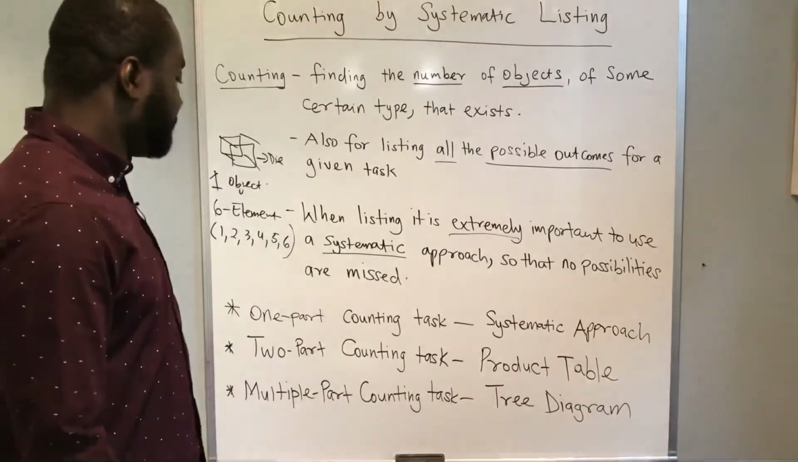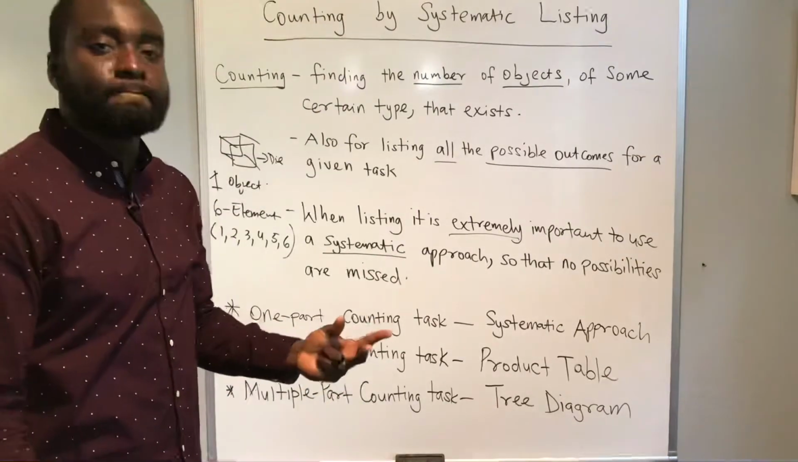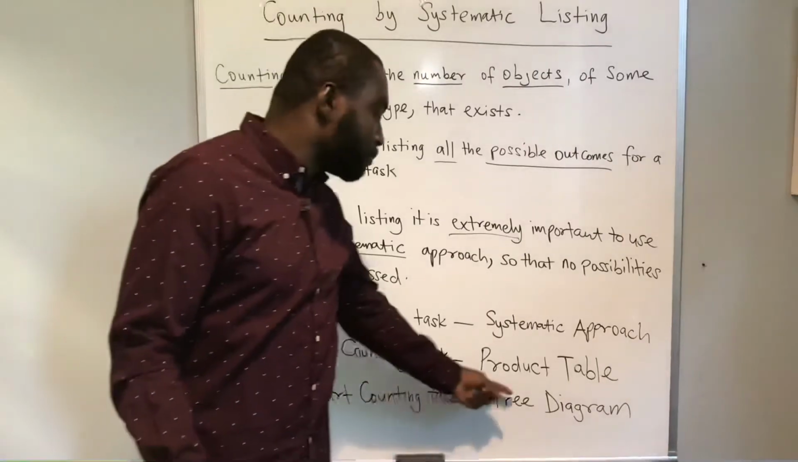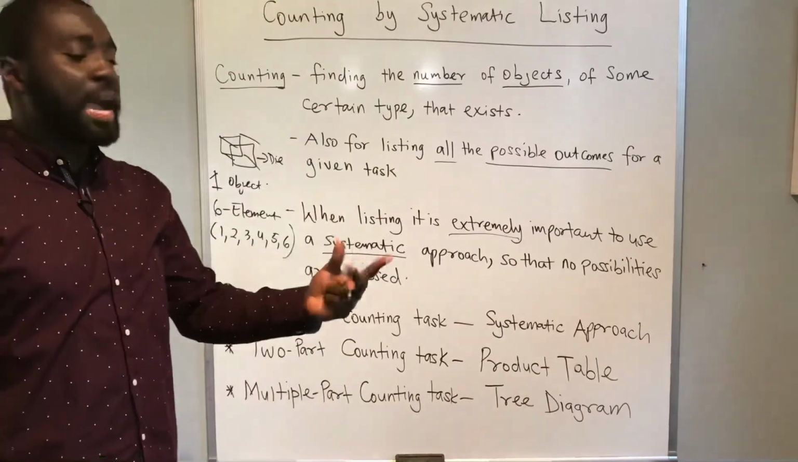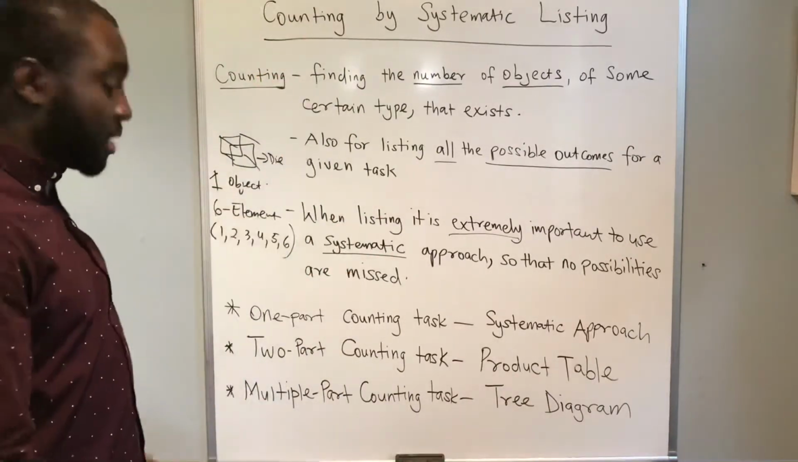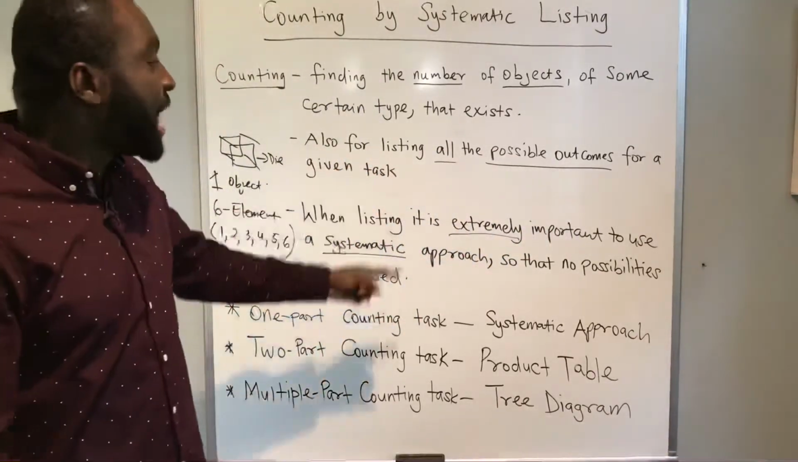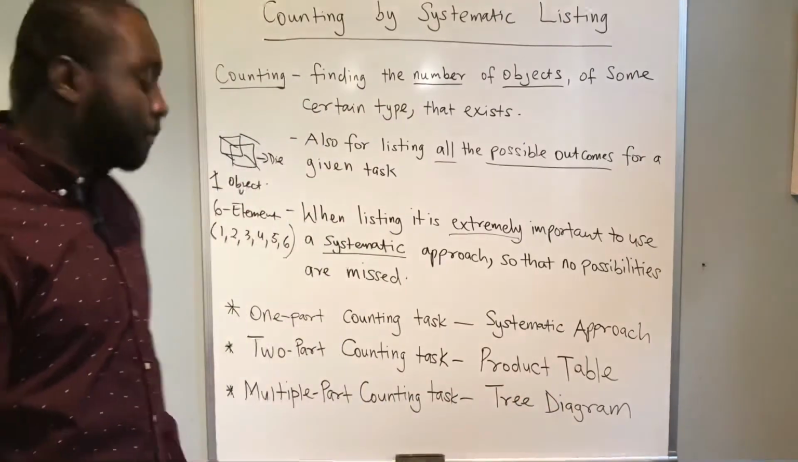So if we have a two-part task, if you have 2 quarters and you toss them, what are all the possible outcomes of the 2 quarters? With those problems, we're going to use product tables. If we have 2 dice and we toss them, what are all the possible outcomes for a given task? That's what counting is. With that, we are going to use a product table.